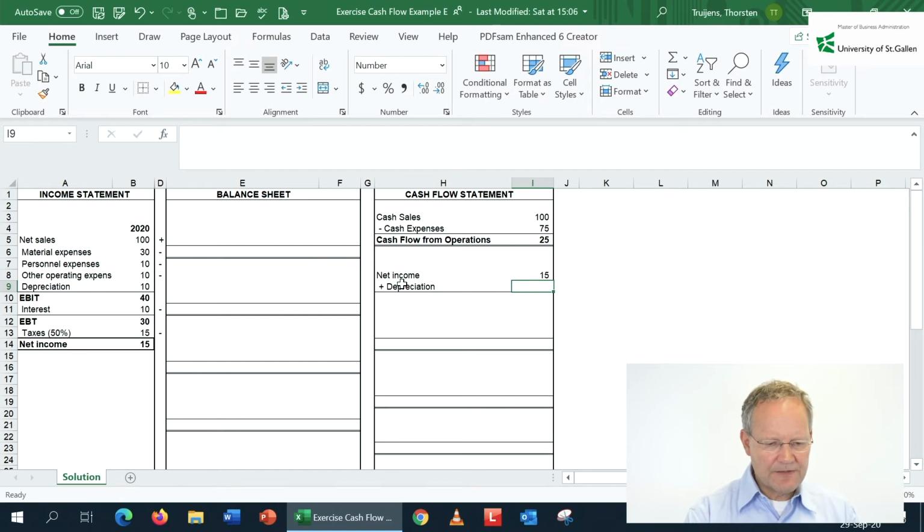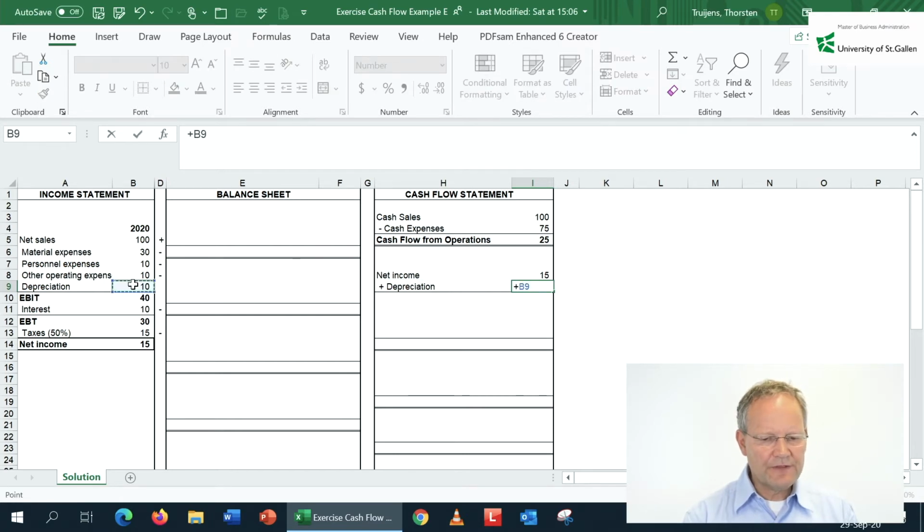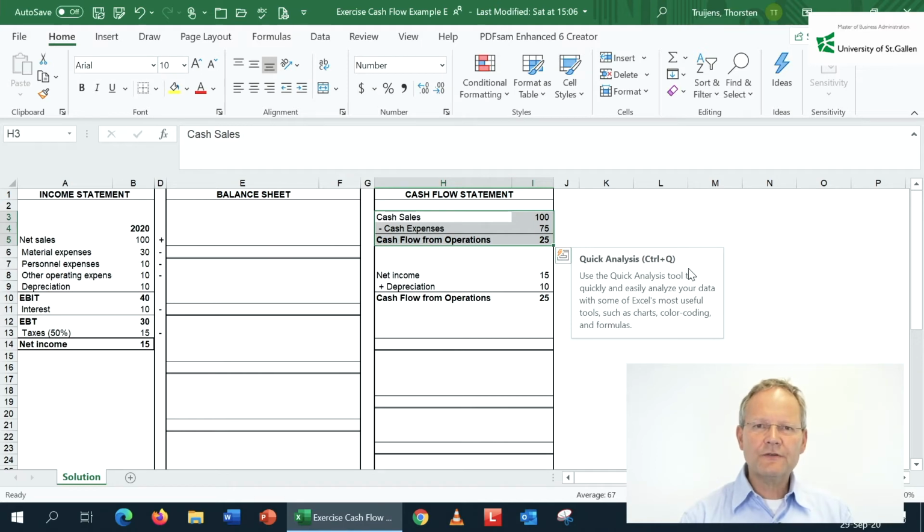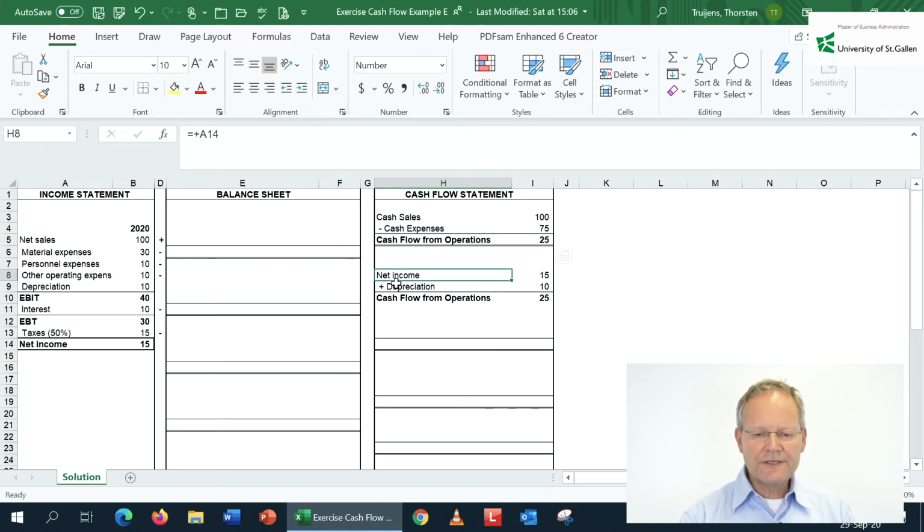And in our case here, this would be the 10 which you have here. It gives you exactly the same figure for cash flow, and it's probably the easy way to arrive at this 25. This upper methodology is called the direct methodology of cash flow calculation. This lower one here is actually called the indirect method.